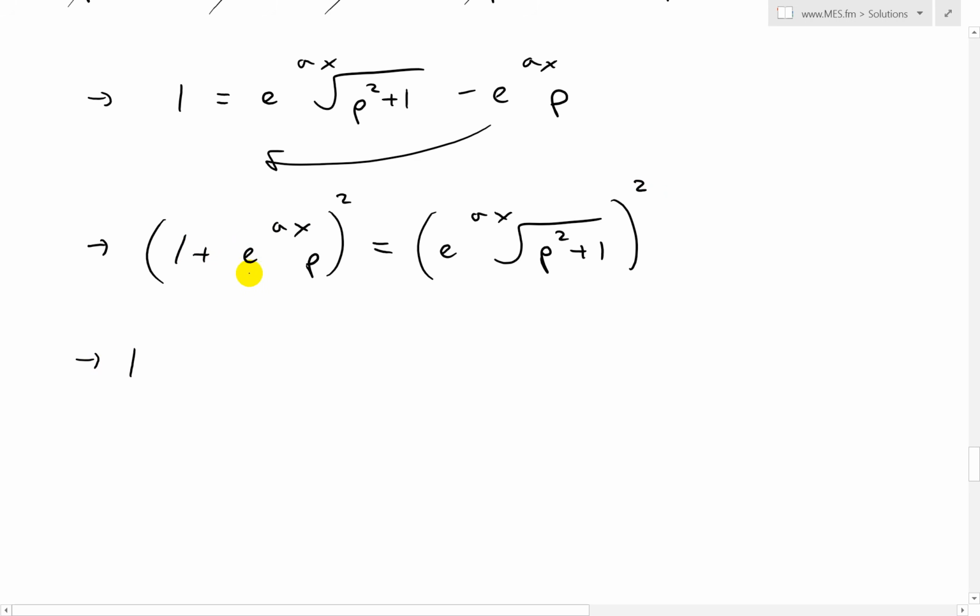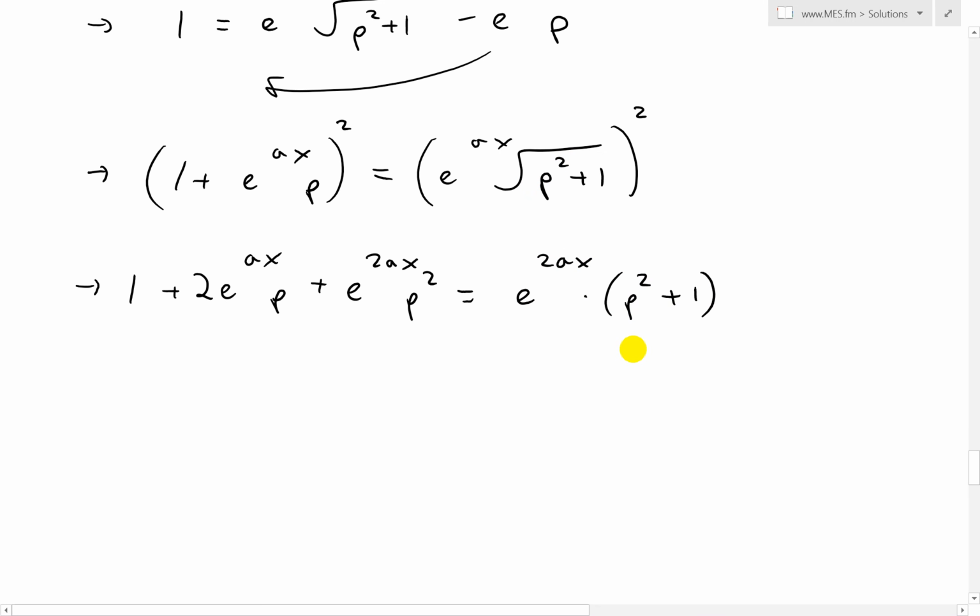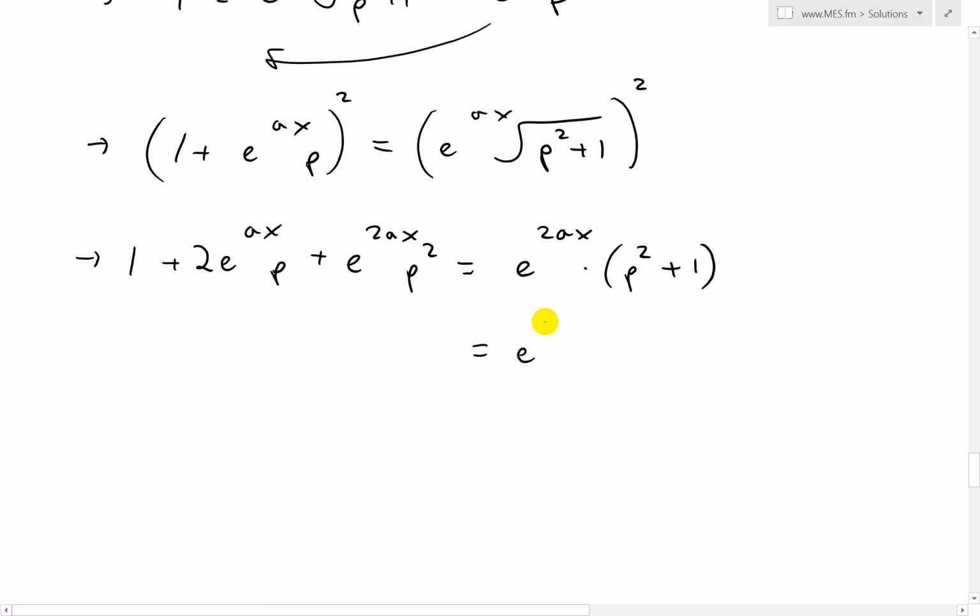Now we get 1 times 1, plus 1 times this, e^(ax) p. Then e^(ax) p times 1 is the exact same one, so now we're going to have 2 of those. Now this times itself gives e^(2ax), and then p squared over here because we squared it. Now on this side, we square that, e^(2ax), and then this square root cancels. So we get p squared plus 1. Now we can expand this part here, e^(2ax) p squared plus 1, just e^(2ax).